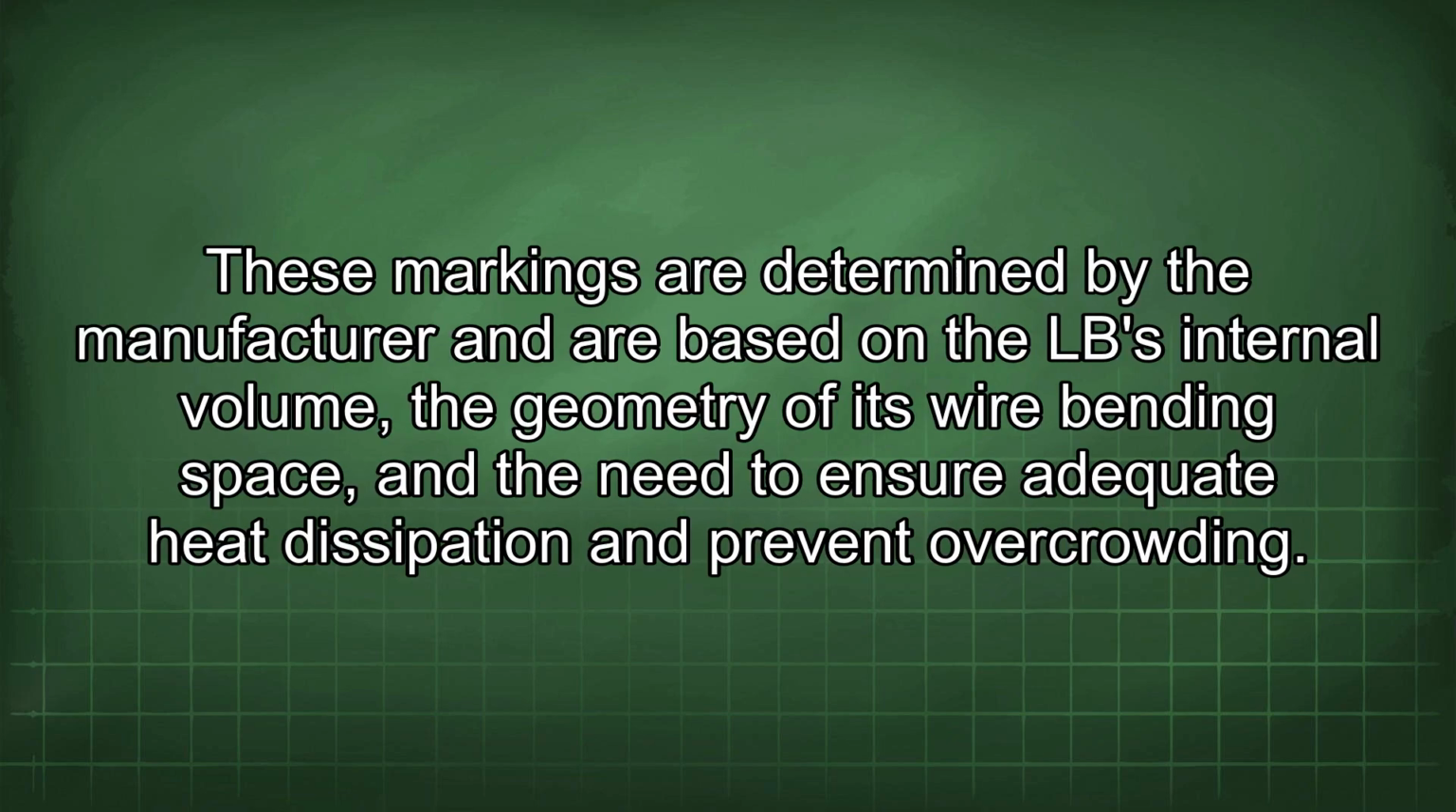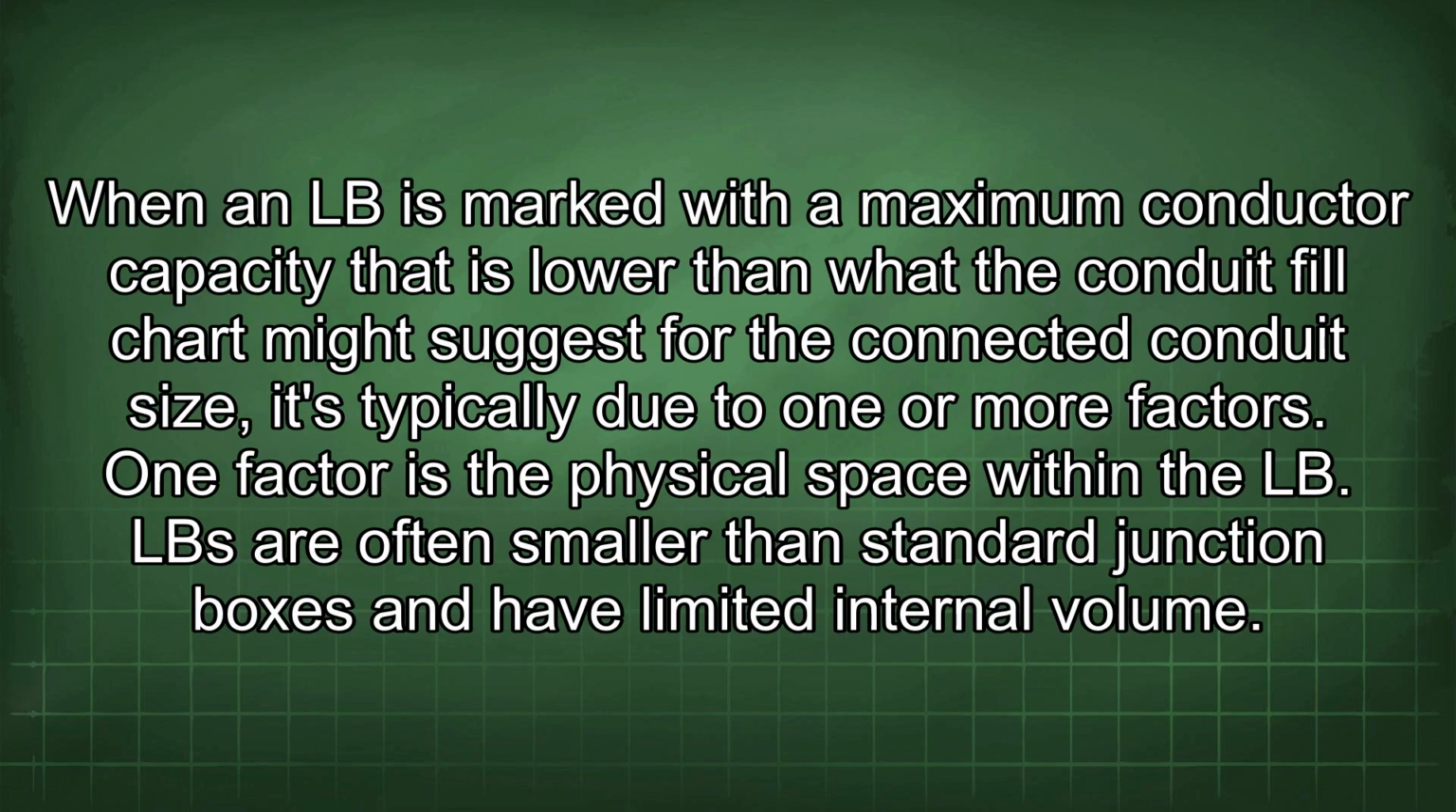These markings are determined by the manufacturer and are based on the LB internal volume, the geometry of its wire bending space, and the need to ensure adequate heat dissipation and prevent overcrowding. When an LB is marked with a maximum conductor capacity that is lower than what the conduit fill chart might suggest for the connected conduit size, it's typically due to one or more factors.